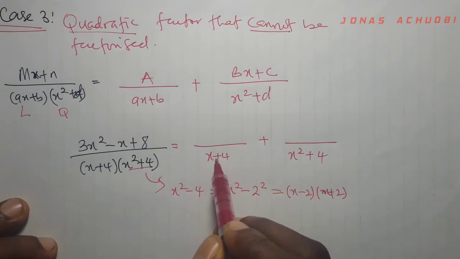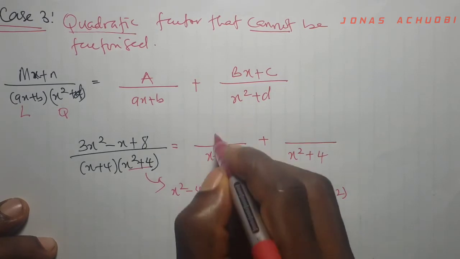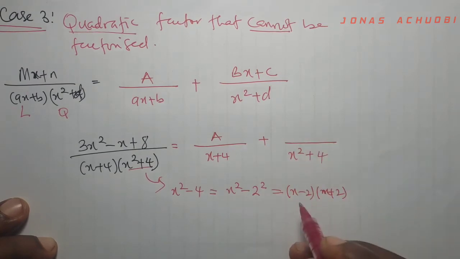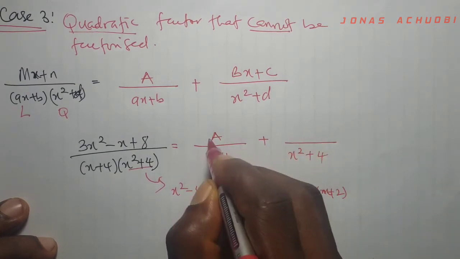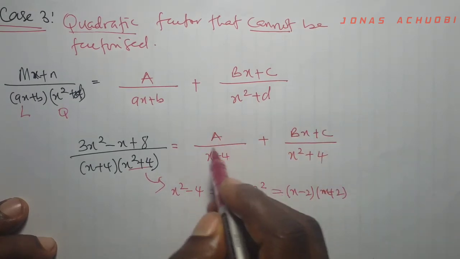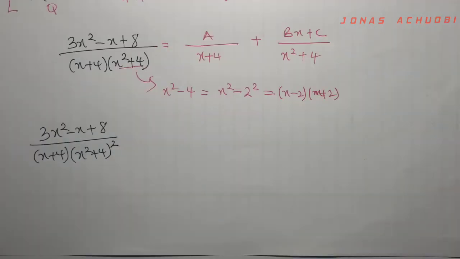This is a degree 1 polynomial. What will be up here will be degree 0. We'll simply write A. This is a degree 2 polynomial. What will be here will be degree 1. We've already used A, so we'll now use Bx plus C. We'll now find the values of A, B, and C.